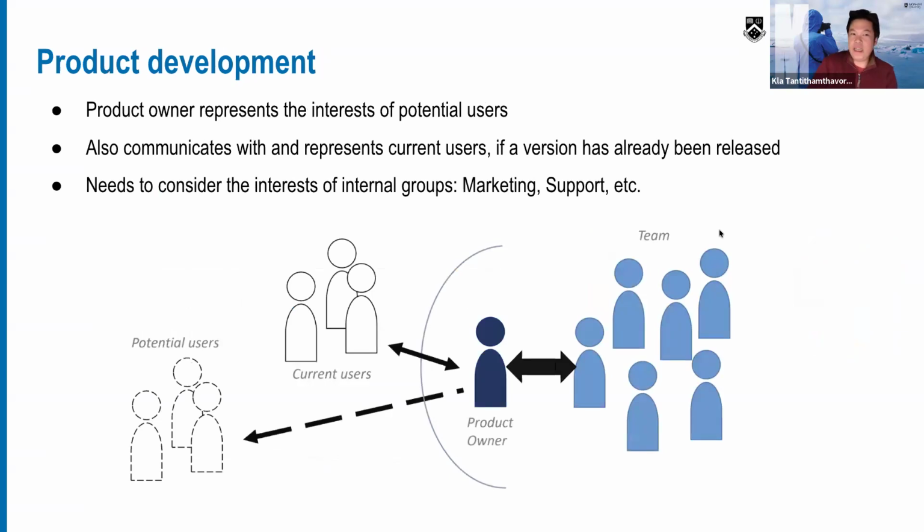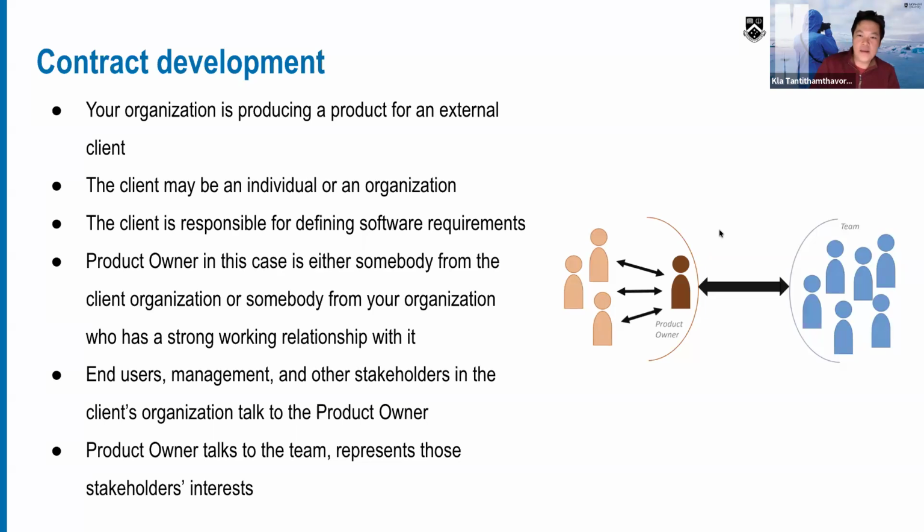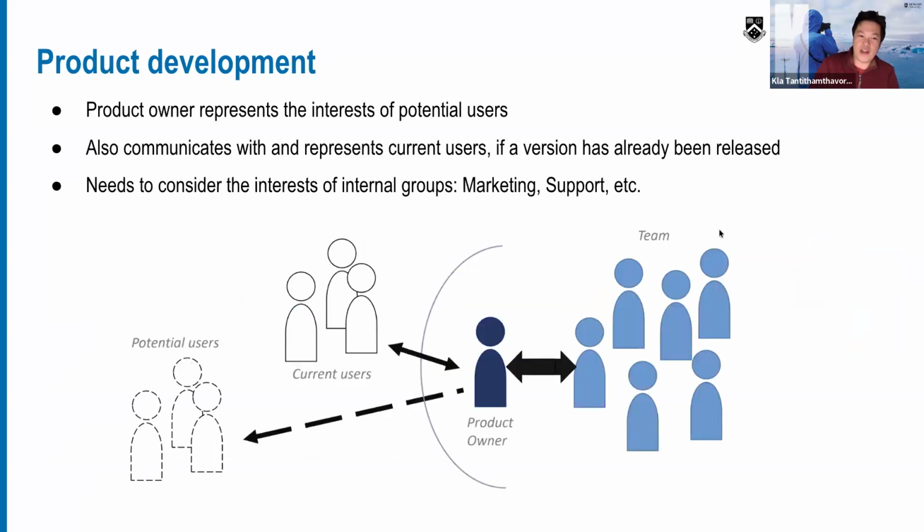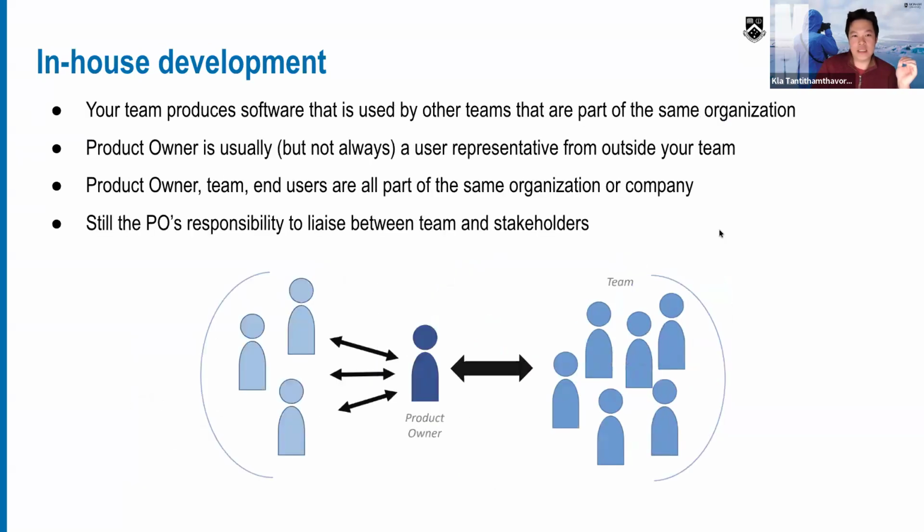But product development is totally different. Contract is contract, right? In product development, the product owner acts as the customer-facing person. They need to talk to the users, talk to the potential users, talk to everyone. That's the role of the product owner. And they need to communicate or discuss with marketing, support, and things like that as well. So that's the product owner.